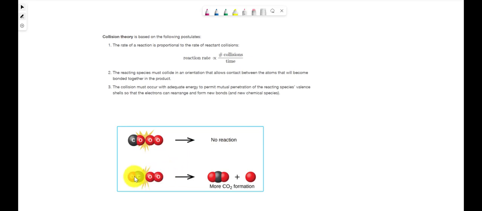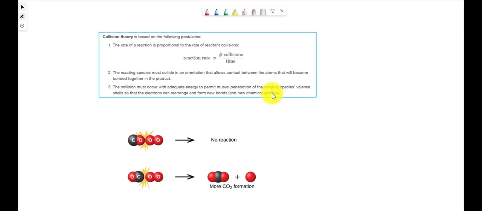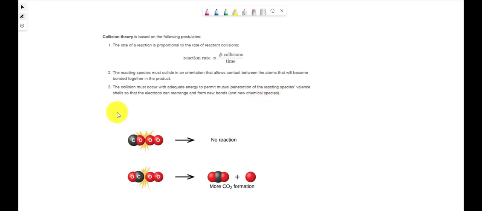Instead, we need the carbon monoxide to be oriented such that the carbon atom is the one that collides with the oxygen molecule, and that's because the new bond that forms is between carbon and oxygen, and so it makes sense that that atom is the one that does the colliding. And the last one is a little more abstract, but also maybe a little intuitive, that the collision must have enough energy when they collide that the valence shells, the things that the electrons are housed within, can actually have some interpenetration and some energy for them to start to be covalently shared with each other. So these are the basic premises of collision theory.